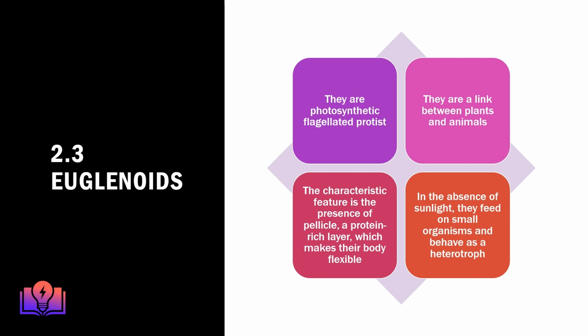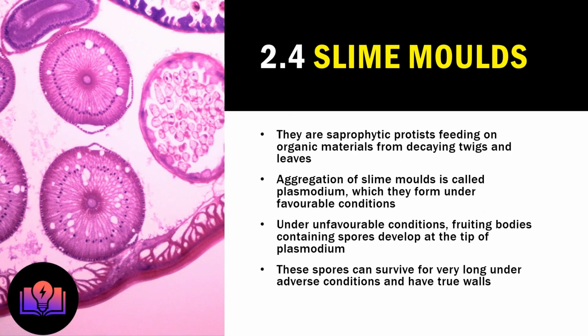2. Protista. The group includes unicellular eukaryotes. A photosynthetic protist is a link between plants and animals. They contain a well-defined nucleus and other membrane-bound cell organelles. They include protozoans, slime molds, chrysophytes, dinoflagellates, and euglenoids.